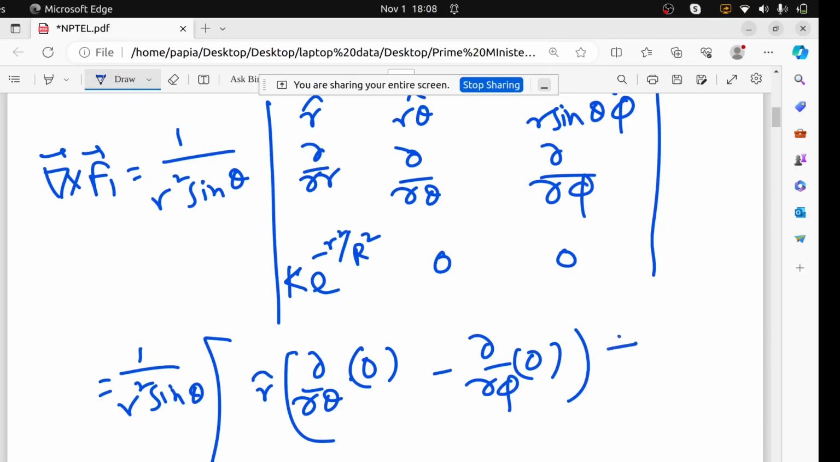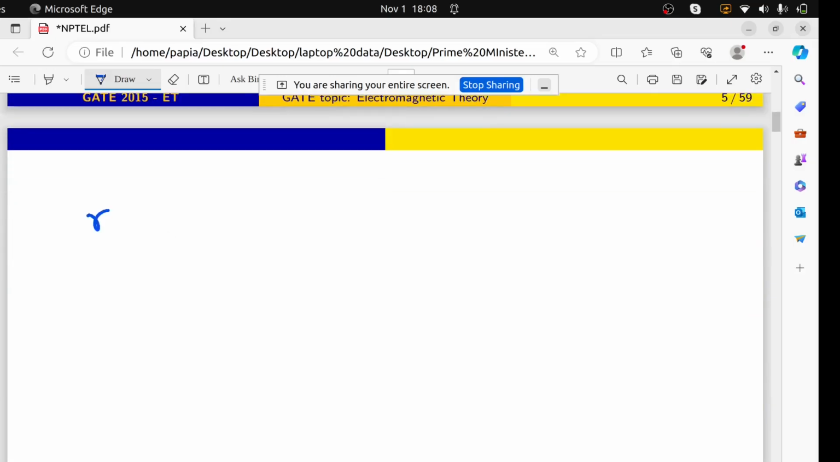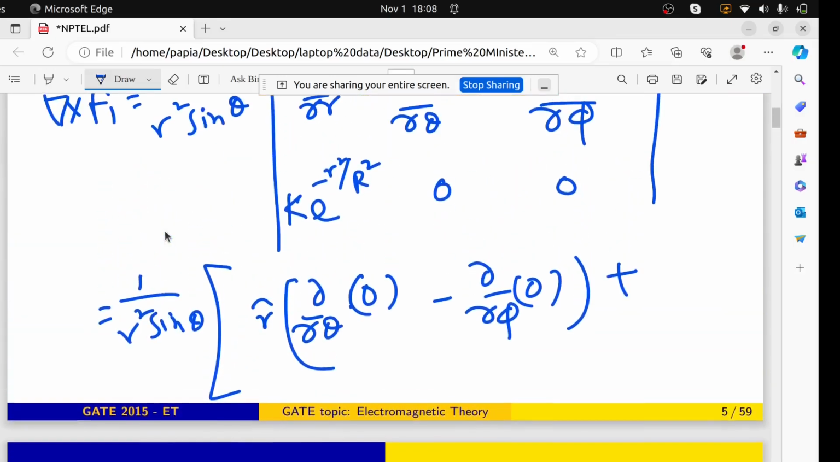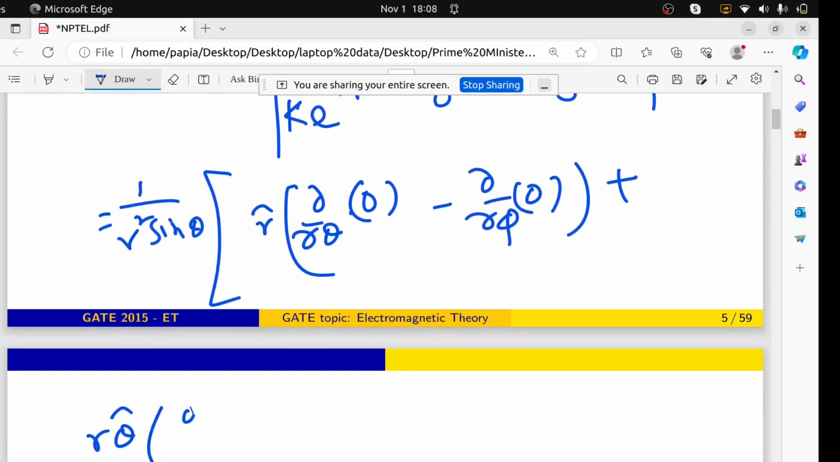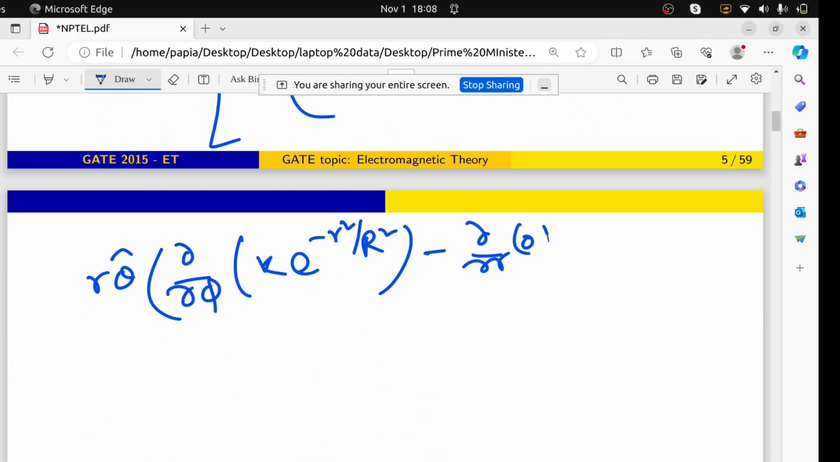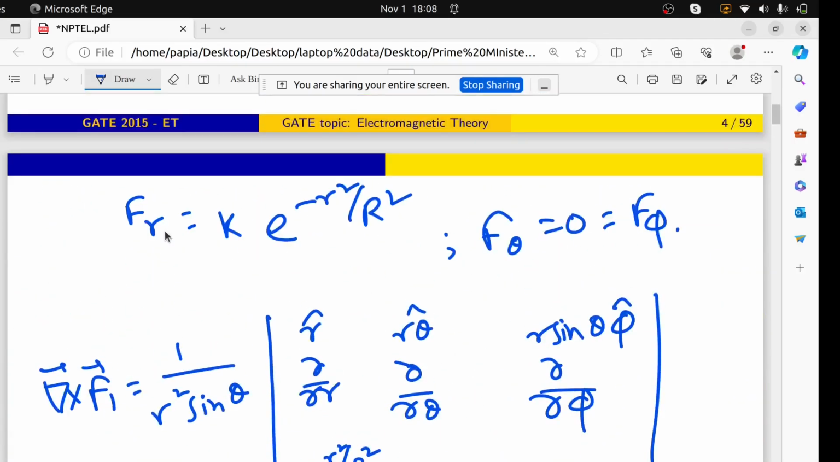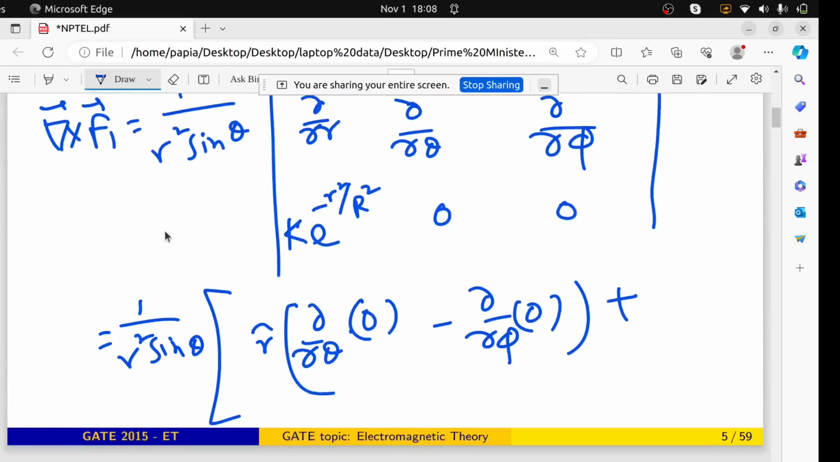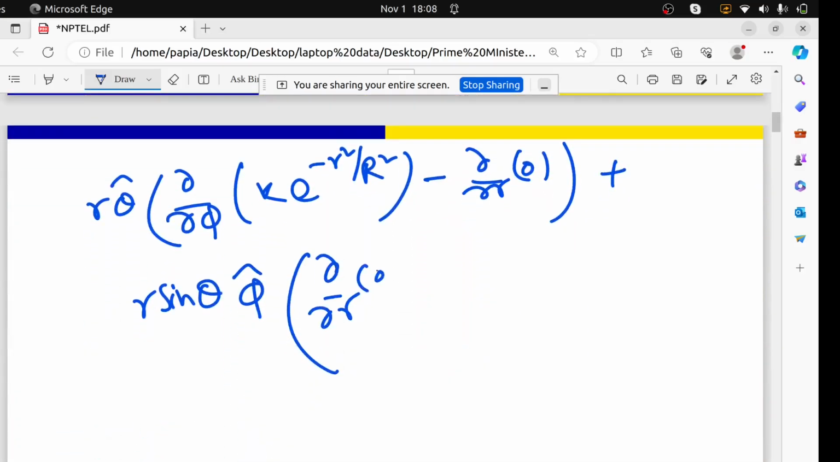This is for r cap. Now let me write here r theta cap. For r theta cap, what it will be? Del del phi of k e to the power minus r square divided by k r square minus del del r of 0 plus r sin theta phi cap. What it will be? Del del r of 0 minus del del theta of this one, right? So del del r of 0 minus del del theta of k e to the power minus r square divided by capital R square.